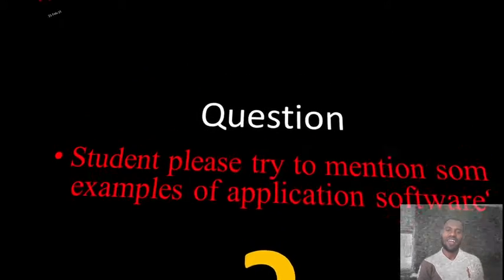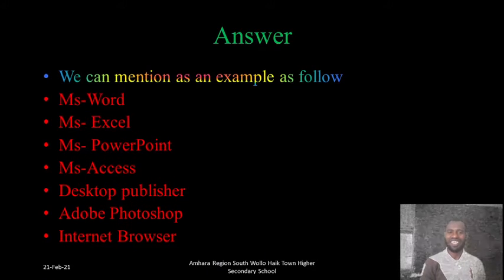Well done. I hope all of you tried to answer on your own, and this is the answer given for that question. We can mention as examples the following application software. The most commonly known type of application software is Microsoft Word, the word processor application software. Another example is Microsoft Excel, the spreadsheet type of application software, and MS PowerPoint is another type of application software which can be used by computer users to do presentation types of activities.